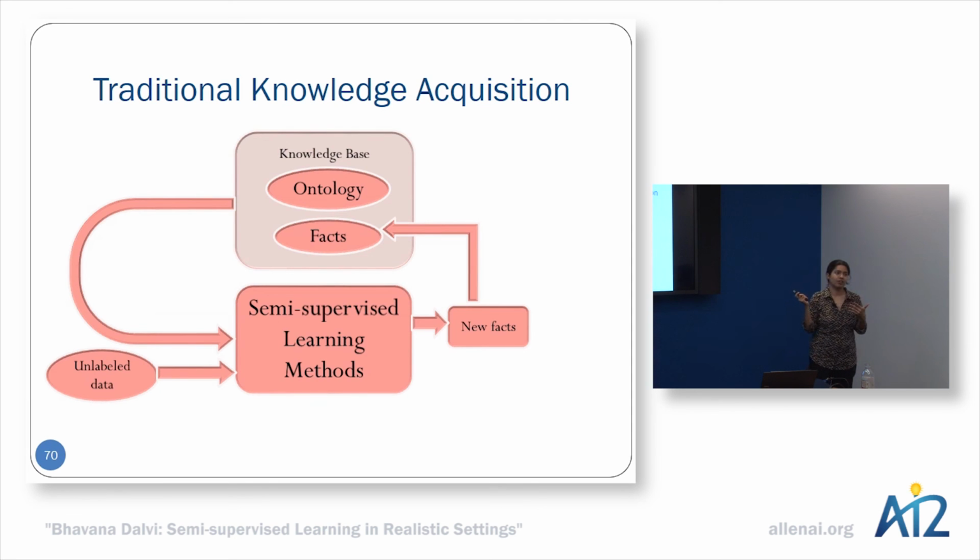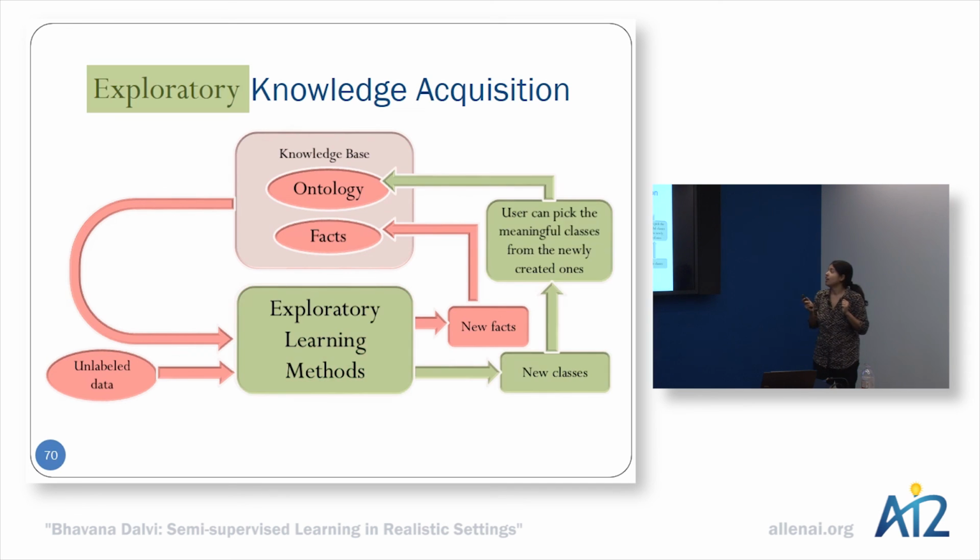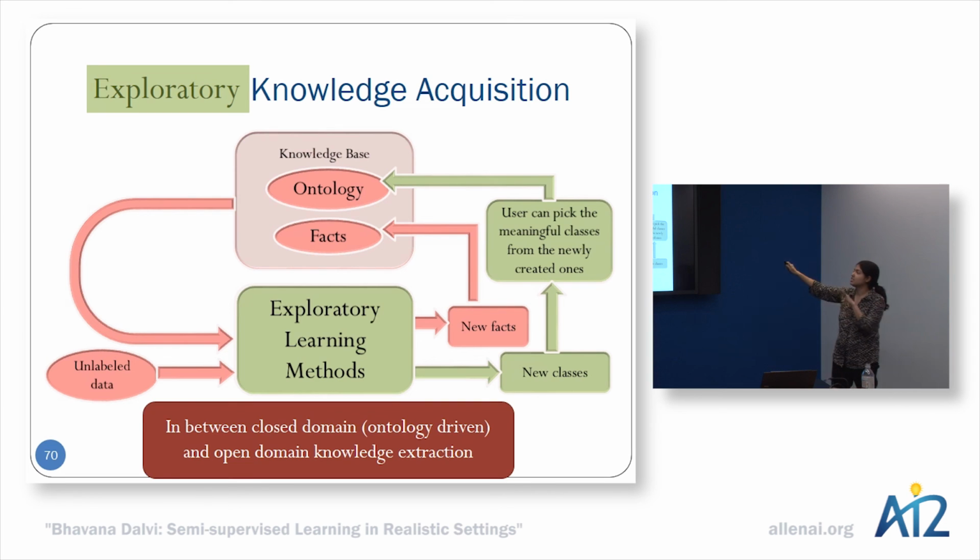And what this leads to is, this is the same diagram I showed you in the first slide, which is traditional knowledge extraction. Our methods are improving this knowledge extraction in the sense that along with new facts, now we are proposing new classes that can be added to the ontology. And if you are pessimistic about adding them directly to the ontology because they might be spurious, a user can sit in between and pick the meaningful ones. This process is much simpler than thinking in the air and coming up with classes and examples. So what this enables is something in between closed domain ontology driven knowledge extraction and open domain knowledge extraction. This is something in between.